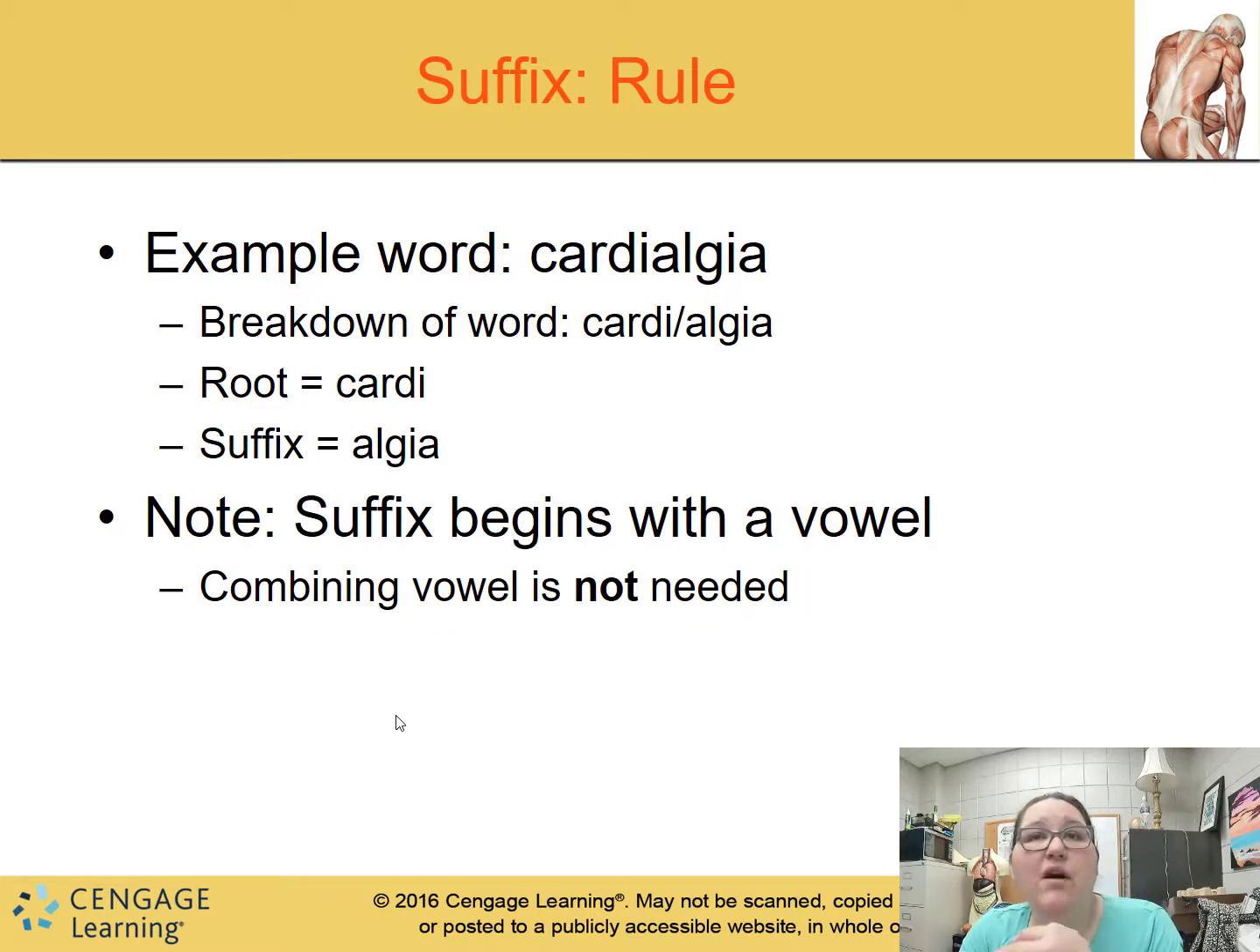And this next one, cardialgia, though we do have two vowels meeting together, that's okay. So cardialgia, as you can hear, it's easier to pronounce. It just goes right on. We don't need a combining vowel. We actually have two vowels joining.